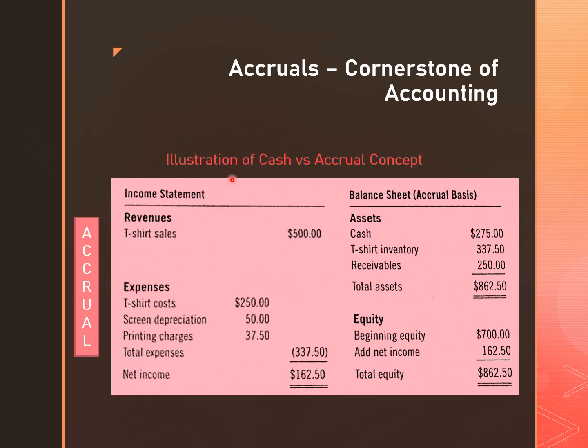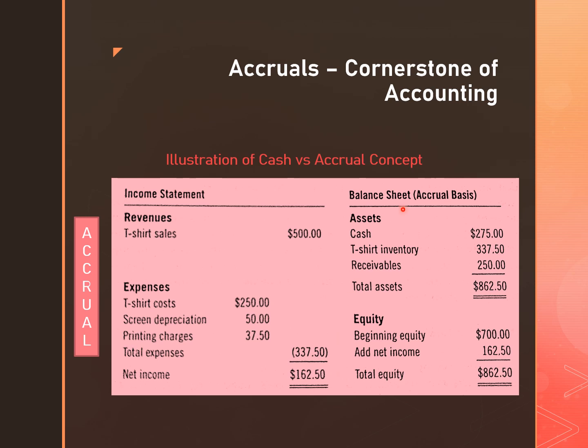This one, if they use the accrual concept, is what we usually use. The revenue from t-shirt sales is actually 500. Some of it is cash sales, some of it is credit sales. So the total sales is 500. The t-shirt cost is 250. The depreciation is 50. The printing charges are 37.5 when you divide that into the appropriate period. Then you will find the expenses are 337.5, and your net income is 162.5 based on the accrual concept.